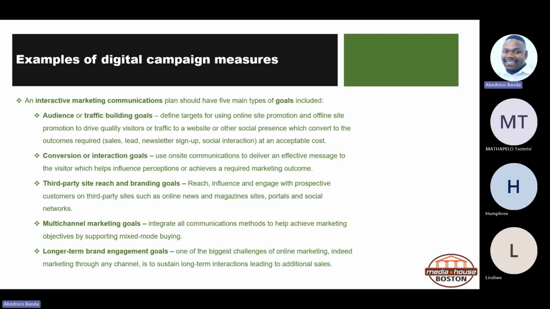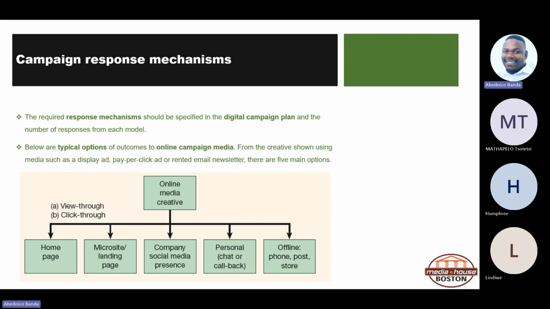Then, of course, you have a longer brand engagement goal. This one is one of the biggest challenges of online marketing indeed. Marketing through any channel is to sustain long-term interactions leading to additional sales. And I think that's what Nando's does. They've got a long-term strategy of the kind of content that is going to engage. Then within that long-term strategy, they've got short-term brands that come in sequence to sustain that long-term thing.